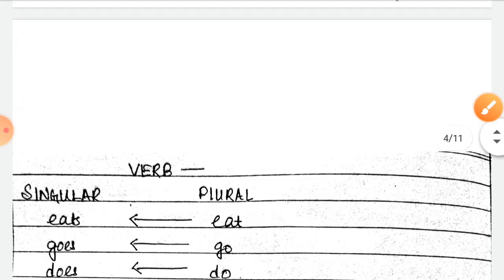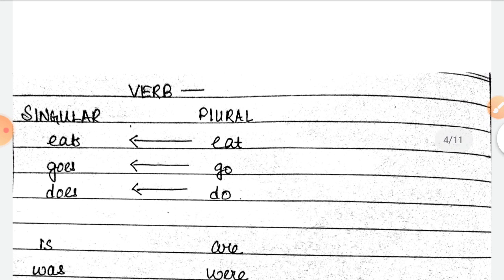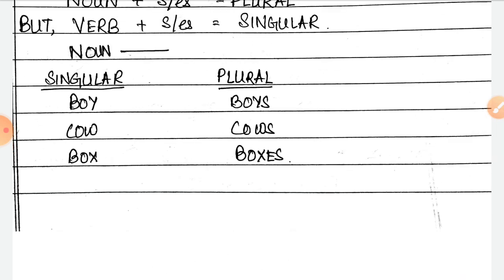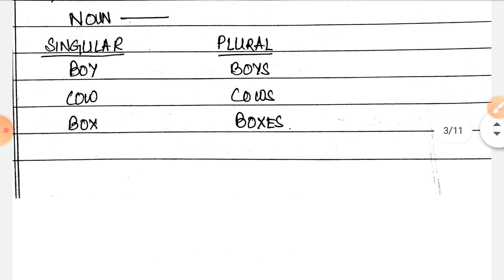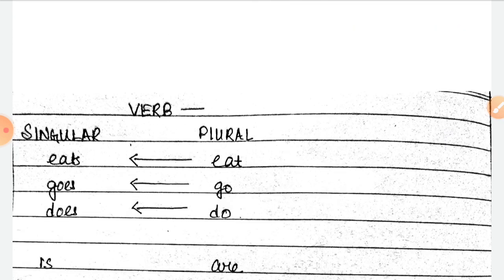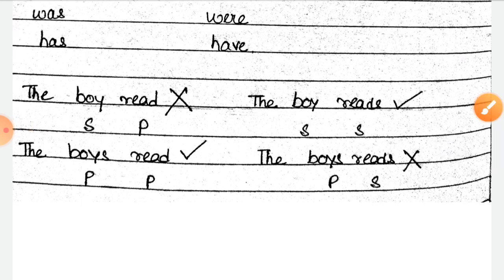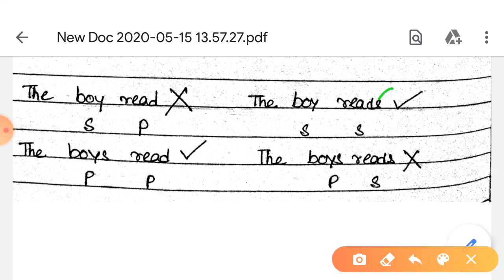So a singular verb, that is with an s, will always go with a singular noun, that is without s. But when the noun is plural, like boxes, it will take what? A plural verb. So a singular noun will always go with a singular verb, and a plural noun will always take a plural verb. I have told you, where s is there, the verb will be singular. But where s is there, the noun will be plural.